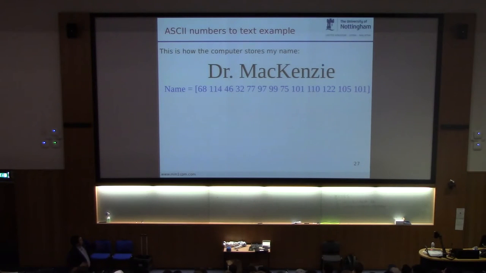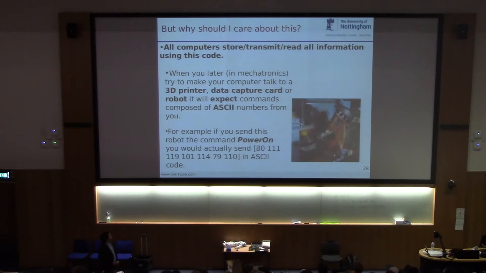So, if we wanted to store my name, Dr. McKenzie, we could store this as the number 68 for big D, the number 114 for little r, 46 for the full stop, 32 for space, 77 for the M, and you get the idea. So every letter has got this number associated with it. You might be like, well, brilliant. Why is he telling me about that? That sounds really boring. Well, it's not, because whenever you want to talk to a computer, you will have to talk to it in ASCII code.